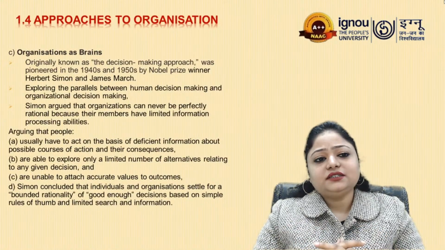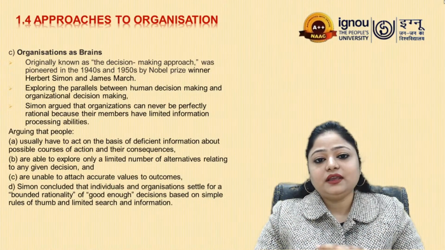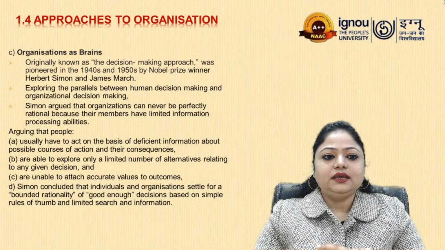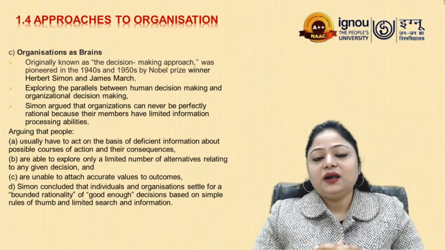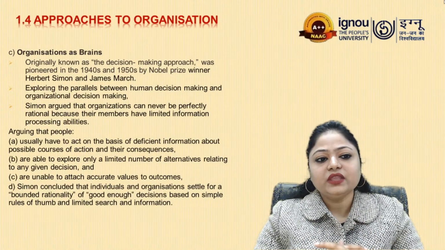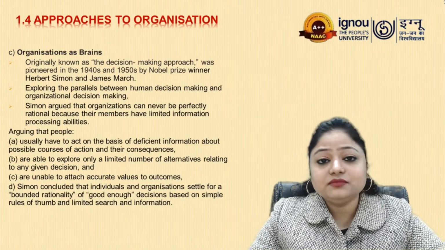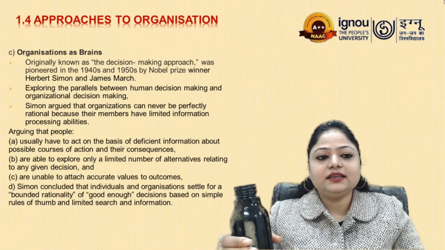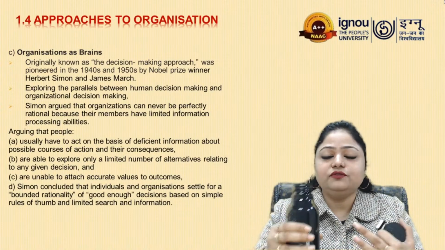Then we see organization as brains. Originally known as the decision making approach towards viewing the organization, it was pioneered in the 1940s and 1950s by the Nobel Prize winner Simon and James March. They explored the parallels between human decision making and organizational decision making. As a human being, if I am thirsty, I would look out for options to drink water. I will take this decision that yes, the water is available in front of me, so I will try to quench my thirst. So the motive here is to drink water.